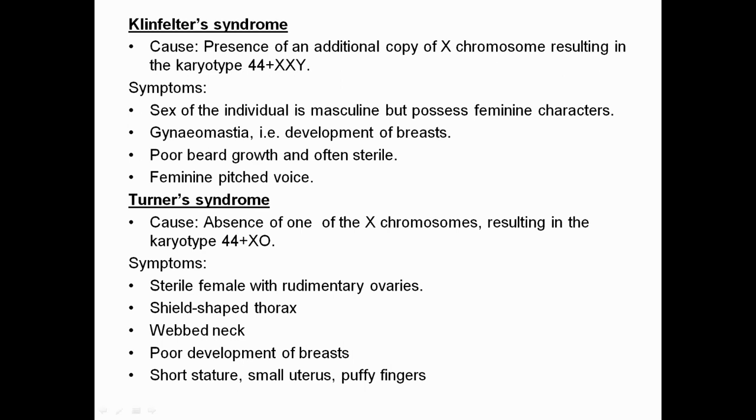Now comes to Turner syndrome. There is absence of one X chromosome. This is again a case of aneuploidy, with a sterile female with rudimentary ovaries. The ovaries will not be fully functional. A shield-shaped thorax will be there, a webbed neck, and poor development of the breast, along with short stature, a small uterus, and puffy fingers.